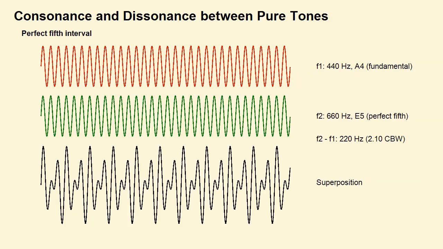The screen shows the details of the reproduction of the perfect fifth, diminished sixth interval, in which the second sound is E5, with a frequency of 660 Hz, 220 more than the A4, which corresponds to an extension of 2.1 times the critical bandwidth of 105 Hz for the A4.